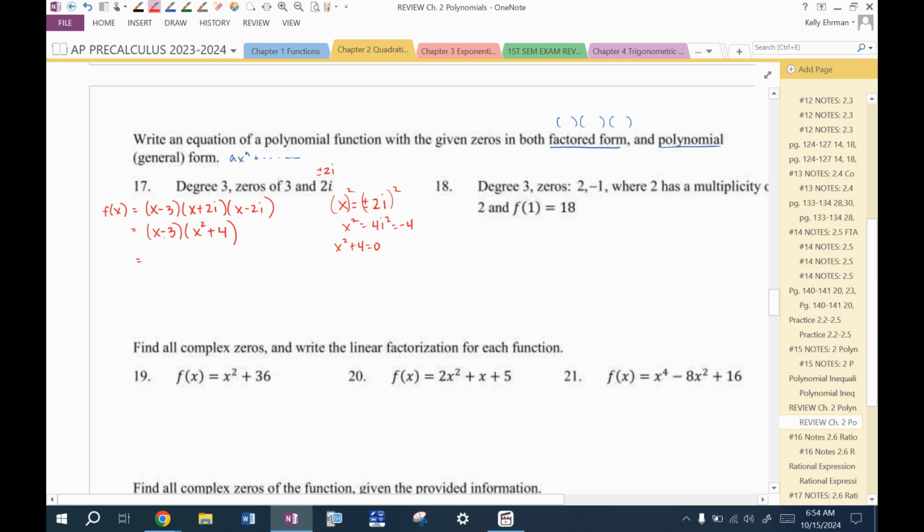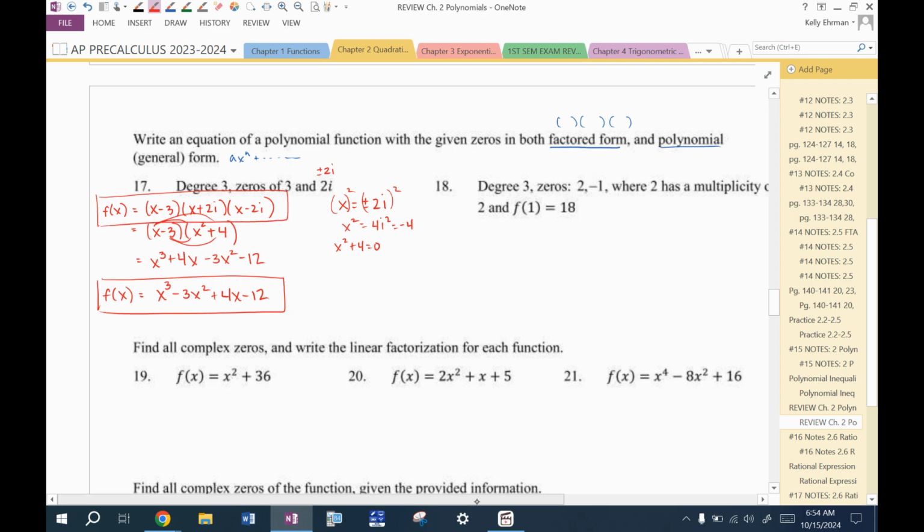And then we need to multiply this through, so I'm going to distribute the x through. I'm going to distribute the negative 3 through. And then I'll just write my final answer in standard form, just so everything's in order. So this is the general form, or the polynomial form of that equation, and this was the factored form.